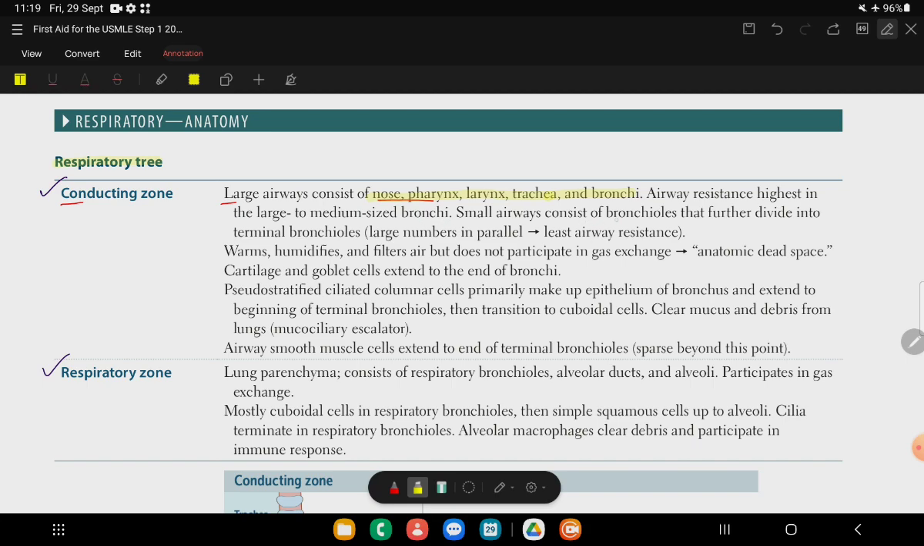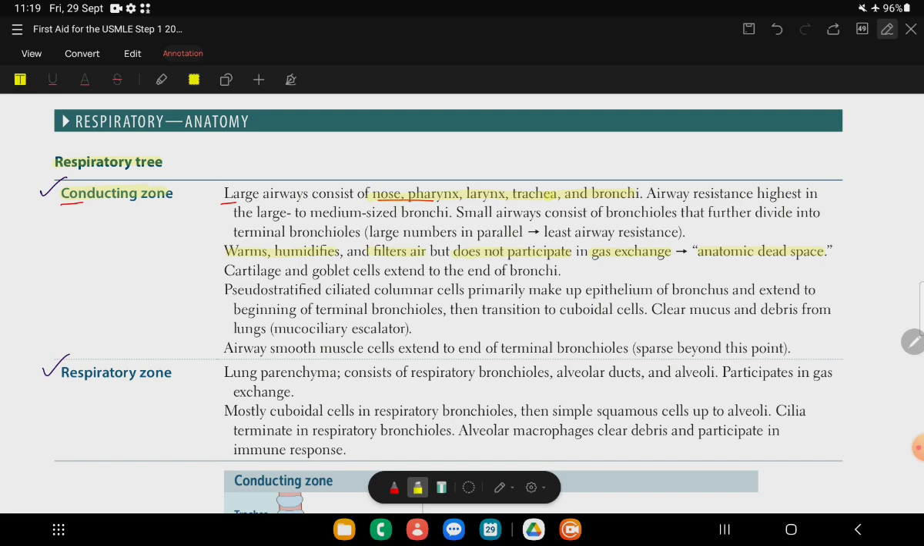A small airway consists of bronchioles that further divide into the terminal bronchioles. A large number of them increases the airway resistance the least. The conducting zone is where warm, humidified and filtered air is formed or processed, but it does not participate in the gaseous exchange, and that is what is known as the anatomical dead space.